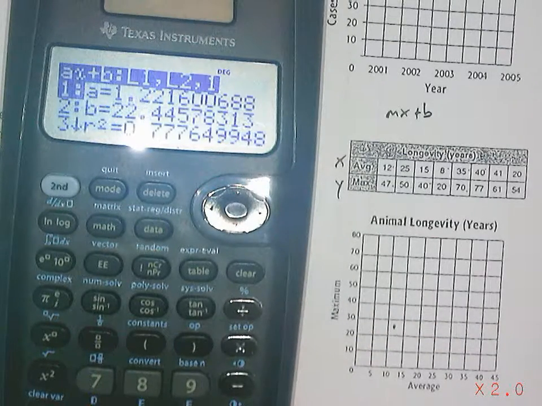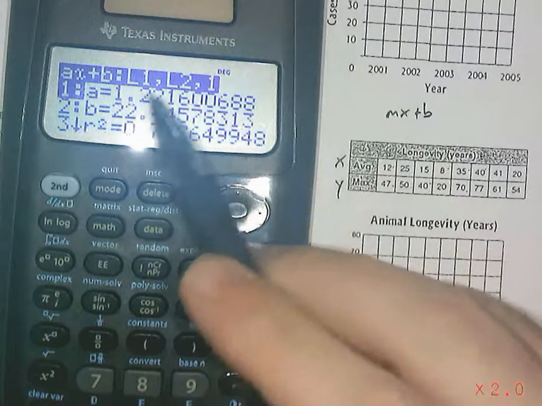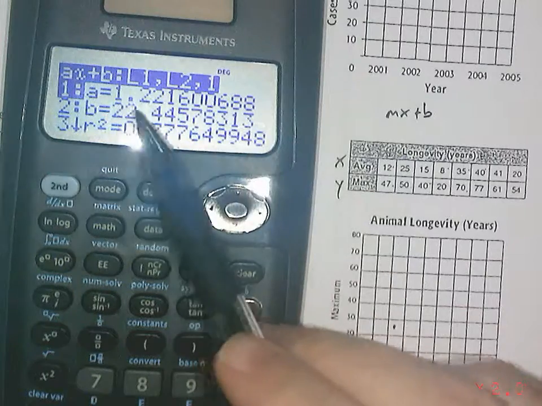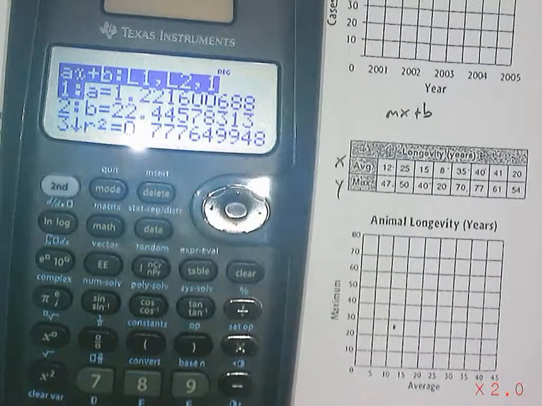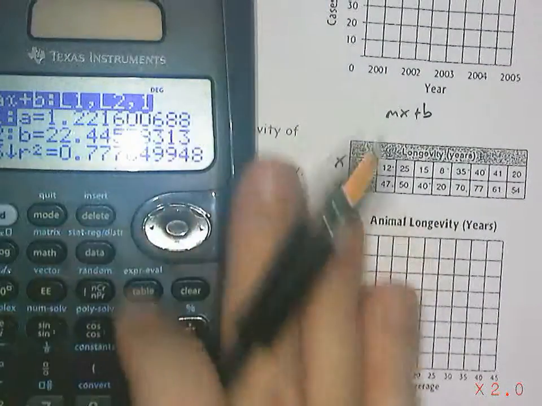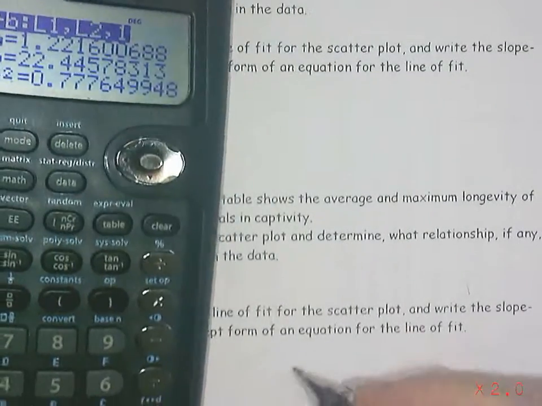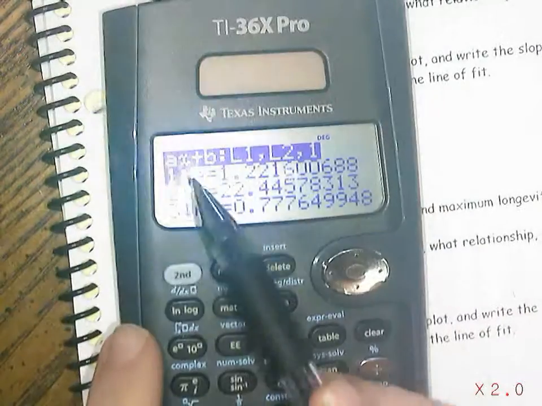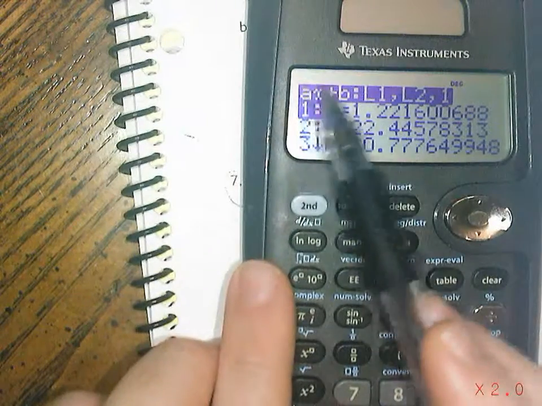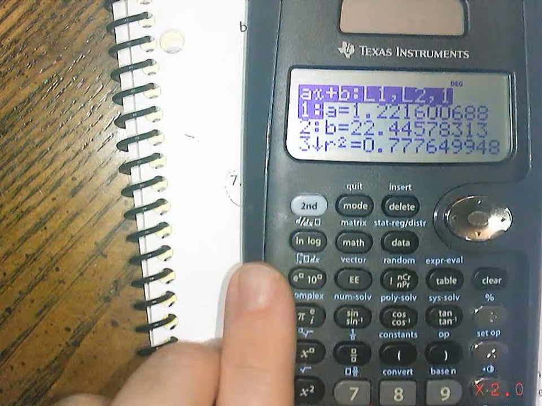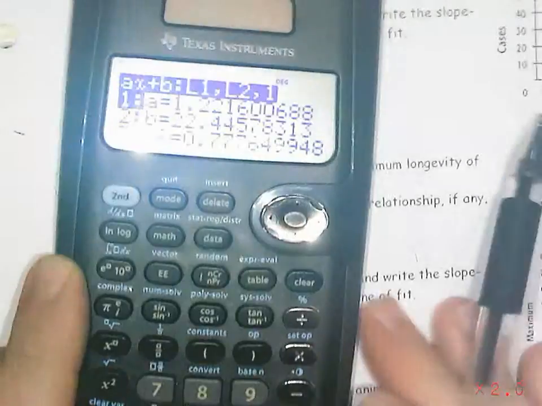So go to calc, and we have our slope is 1.2216. Like I said, it's the exact line of best fit. So we're going to just round that. I'm not going to make you guys write that entire fraction down there. But to write that equation, this is the slope. A is the slope, right? And it shows you right there, ax plus b. A is the slope, b is the y-intercept. So it gives you the two things you need right there.